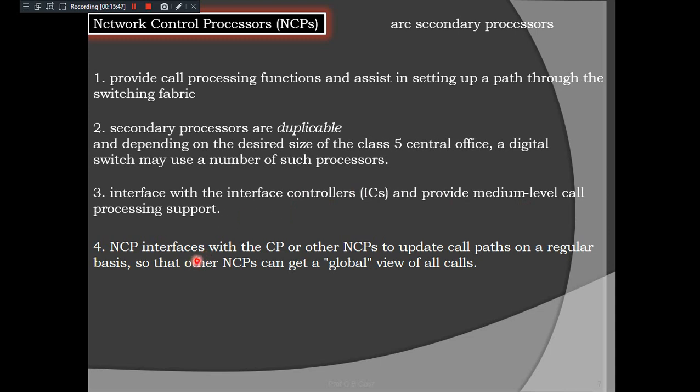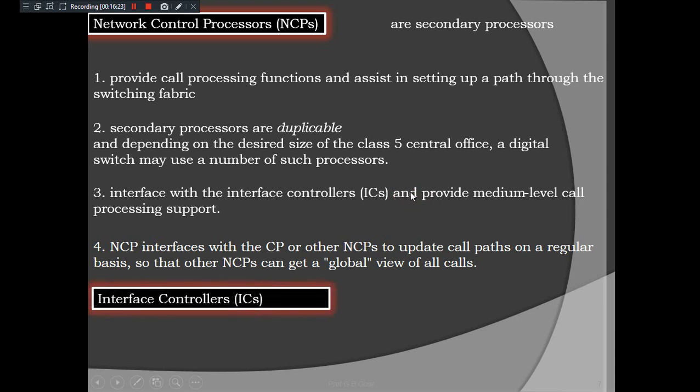Okay. So the NCP interfaces with the CP and other NCPs to update call paths on a regular basis. Call paths here means the shortest call paths, so that the NCPs can get a global view of all calls. It's something like this: if somebody makes a call request, whatever calls he has made so far, their shortest paths will be updated in its database, so that without wasting any time, your call will get connected. So these are the four important features, or functions, of the NCPs at level 2.